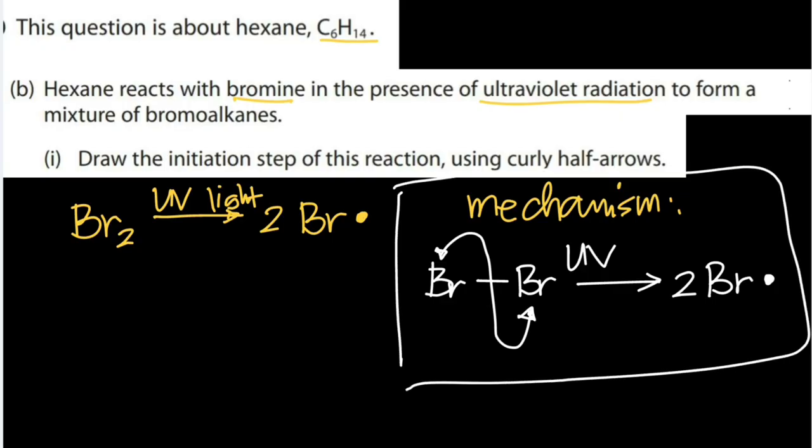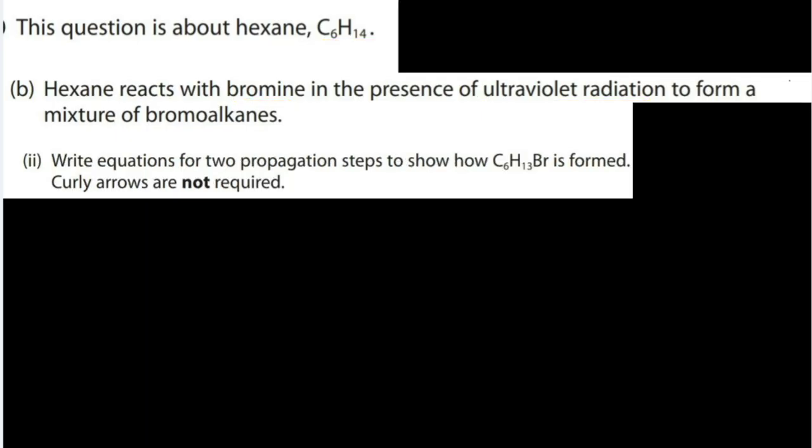So take note that the UV light provides energy to break the bromine-bromine bond, and the bond breaks homolytically, forming 2 bromine radicals. And these radicals then start the propagation steps of the chain reaction. Now the same question with a sub-question: write equations for 2 propagation steps to show how C6H13Br is formed. Curly arrows are not required.